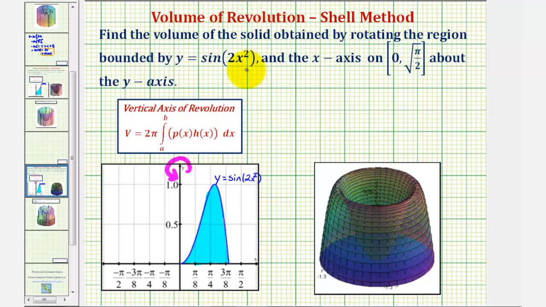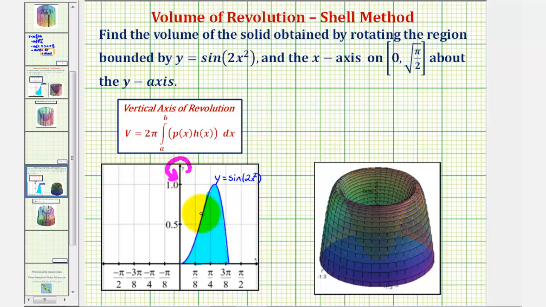So because we have a function of x and rotation about a vertical axis, we'll be using the shell method, and therefore we can find the volume using this formula here, where the volume equals 2 pi times the integral of p of x times h of x integrated with respect to x from a to b, where p of x would be the distance from the axis of rotation and h of x would be the height of any shell. To help us set up this integral, we'll sketch a representative rectangle that when rotated about the y-axis would give us one shell of the volume of the solid.